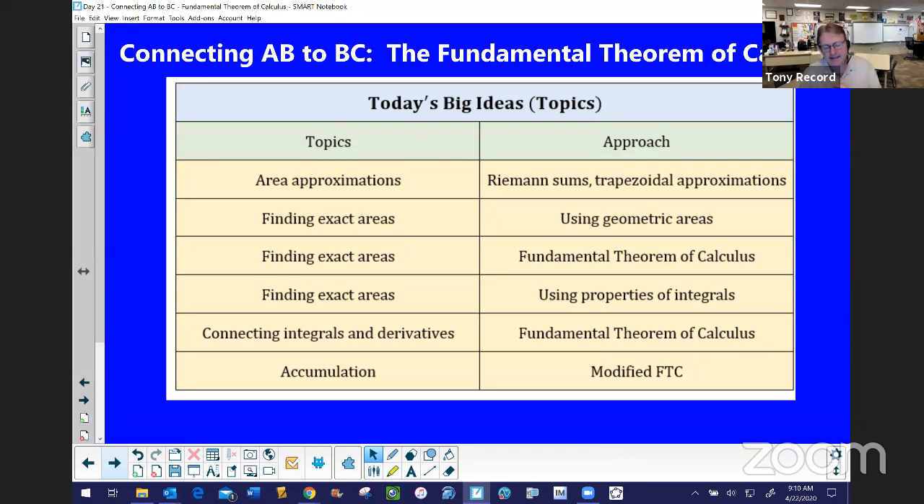Now, finding exact areas, that's where we're going to spend a lot of our time today, because there are really a lot of different ways to do that. Three that we're going to focus on, whether it's geometric procedures, whether it's using straight up the FTC, or possibly properties of integration. And then we can connect integrals and derivatives with the fundamental theorem. And of course, the idea of accumulation, which sometimes we associate with the fundamental theorem of calculus part 2, right? And we're going to focus on a few of those problems a little bit. We call that the modified fundamental theorem.